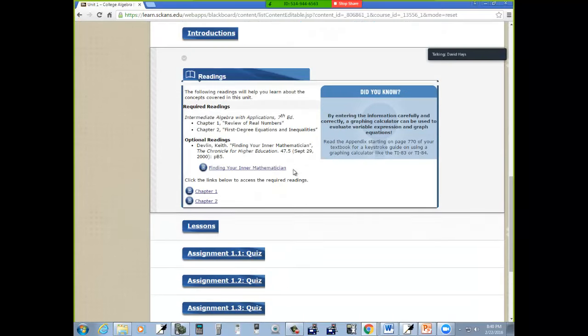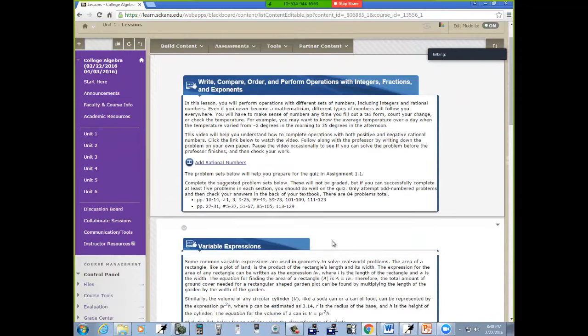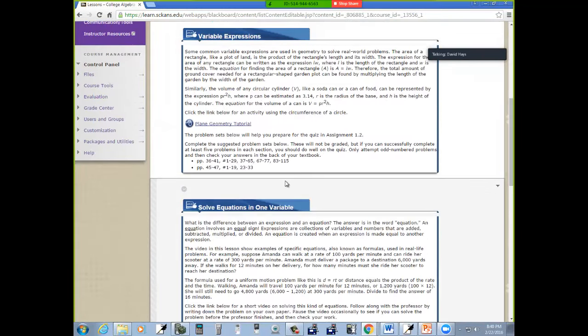Now, where the practice problems are is if you click on Lessons, you'll see some practice problems in here. It says complete the suggested problem sets below. These will not be graded, but if you can successfully complete at least 5 problems in each section, you should do well on the quiz. Only attempt odd-numbered problems, and then check your answers in the back of the textbook. This is a generalization. Some people may be able to get by with 5 problems in each section. Maybe in some of them you'll have to do 10. You'll know as you're working the problems. If you don't have that comfort level down, then do more problems.